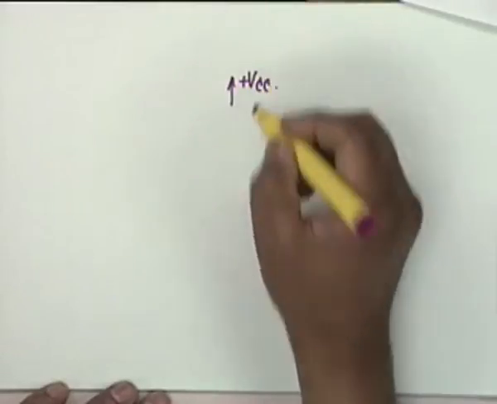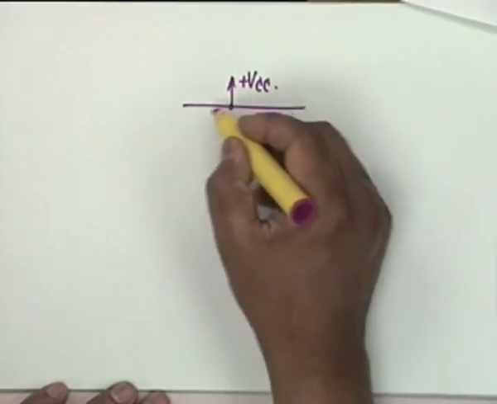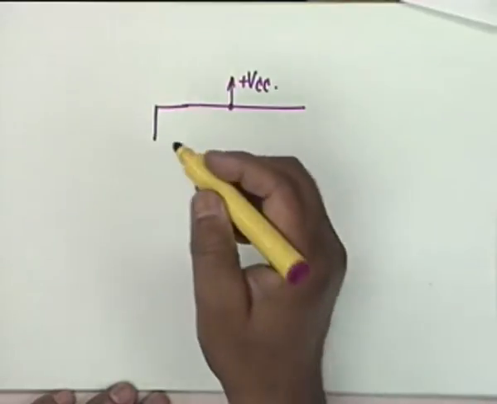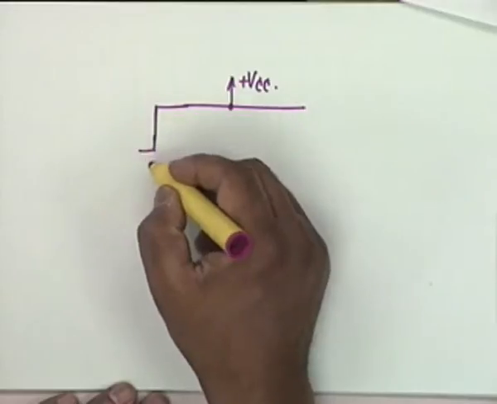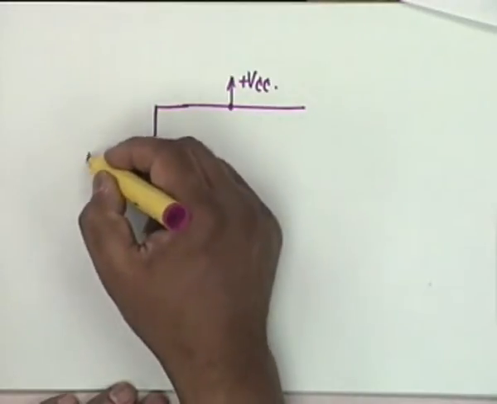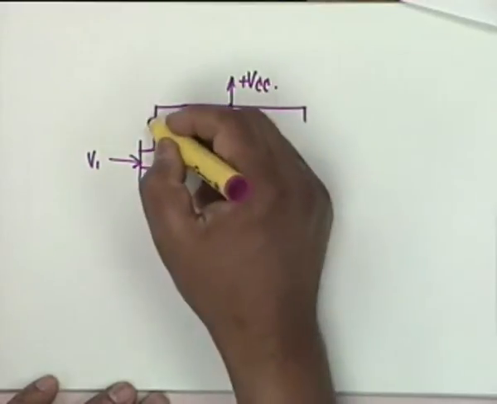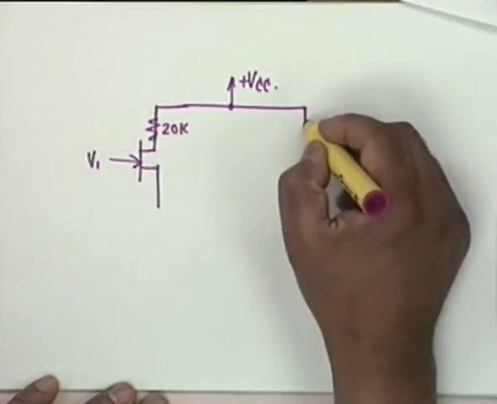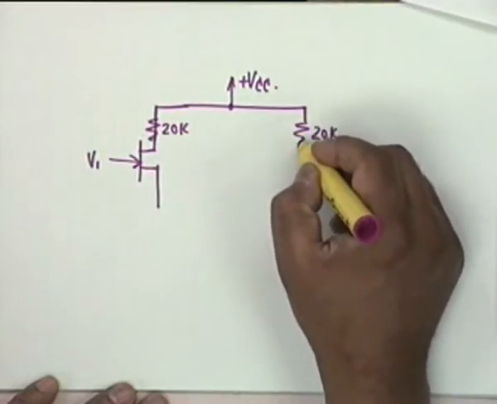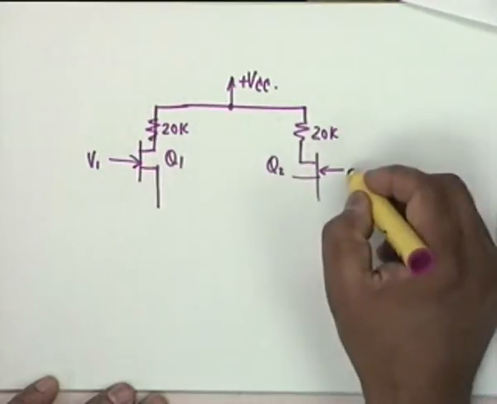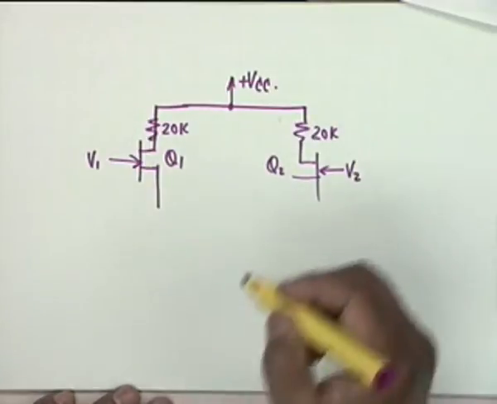Question number 3. Here I had a barrage of questions in the class. Let me tell you what these questions are. Once again, this is a BiFET circuit. That is, there are FETs and a BJT. This is V1. It's a differential amplifier, 20K. This is also 20K, absolutely symmetrical. This is Q2, Q1, and this is V2.